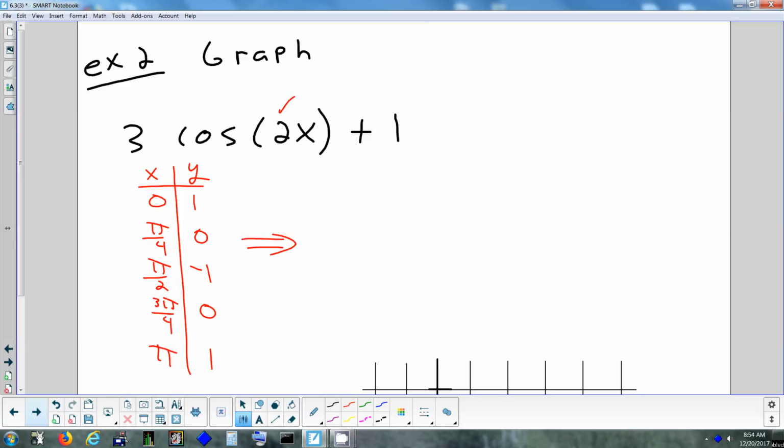Now, the next two transformations are affecting which axis? X or Y? Yeah? Y. We can do both of them at the same time. You don't have to make a table for the first vertical transformation and then do another table for the second. As long as you do them in the right order, we'll do both at the same time. So x's stay the same.